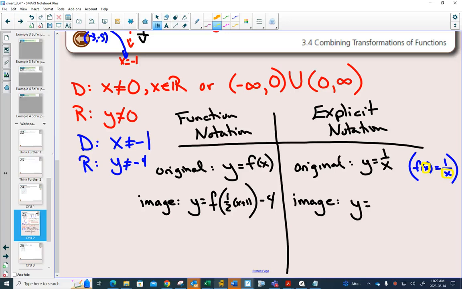So now, if I have the function notation here, what's inside now is this. Can you see that that's now inside f? And so, if I can do 1 over Sam, I can definitely do 1 over this. I'm going to get 1 over 1/2 x plus 1. And I still have the minus 4 outside the function. That's still going to be minus 4 outside the function.